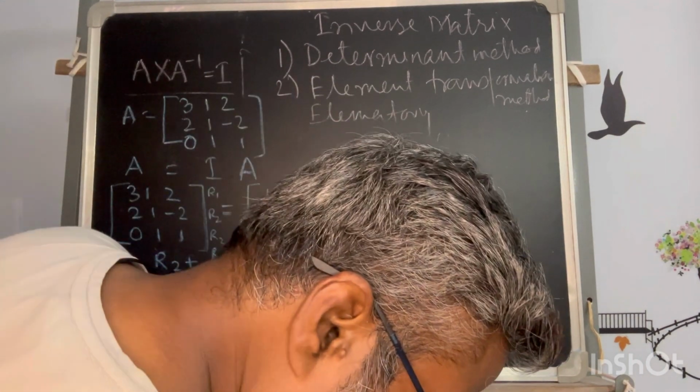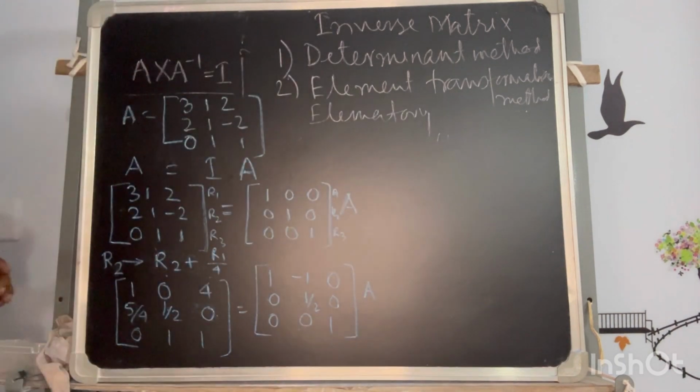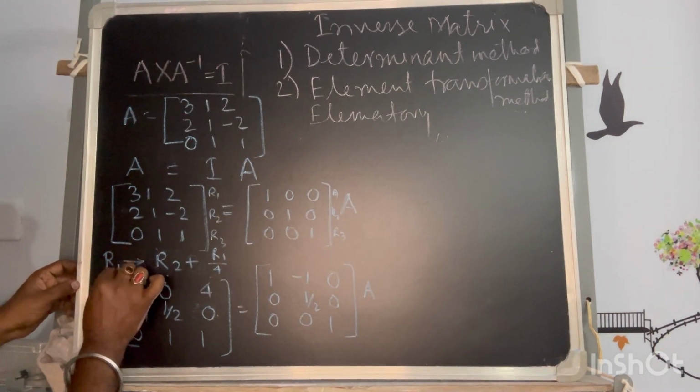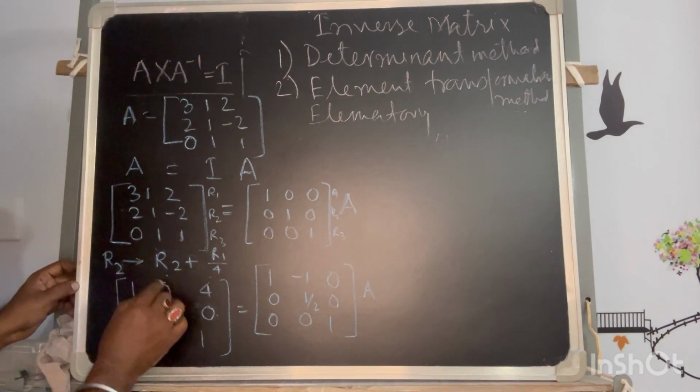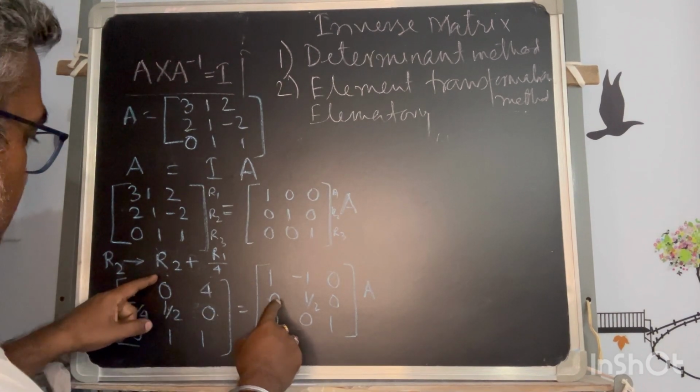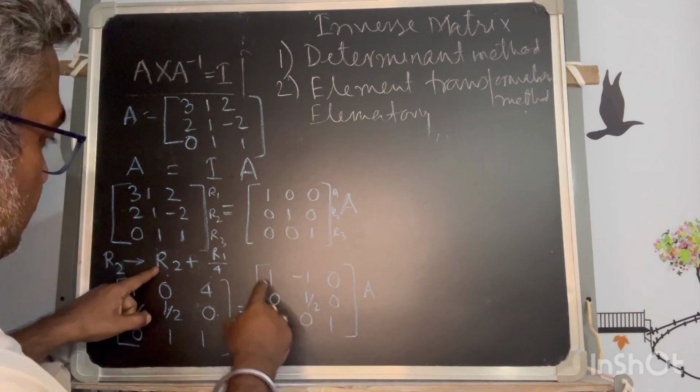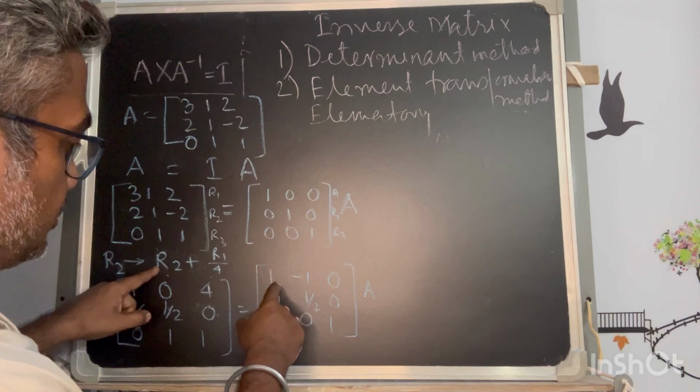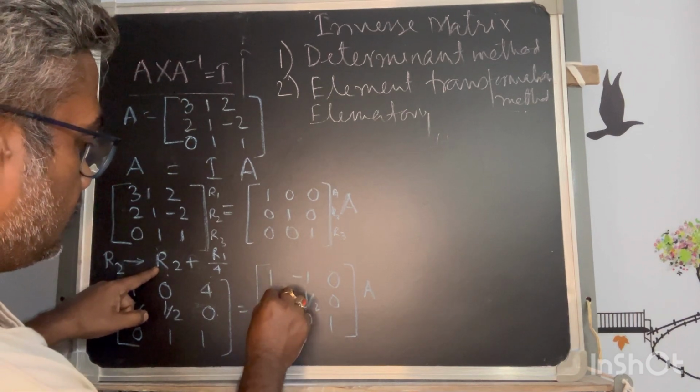Fourth operation: R1 becomes R1 plus R2 by 4. I have to do the same thing here. So R2 will be added to R1 by 4, and R1 by 4 is equal to 1 by 4. So this will become 1 by 4.